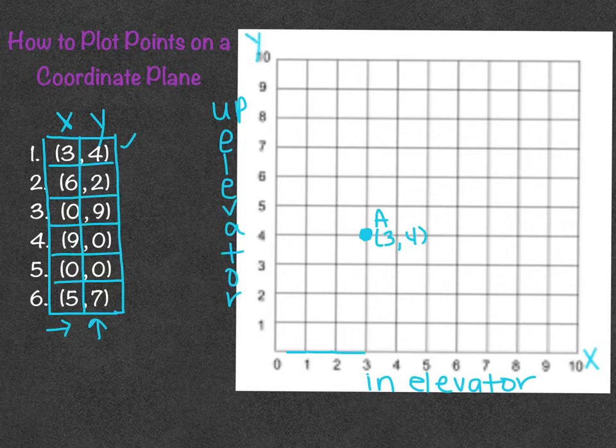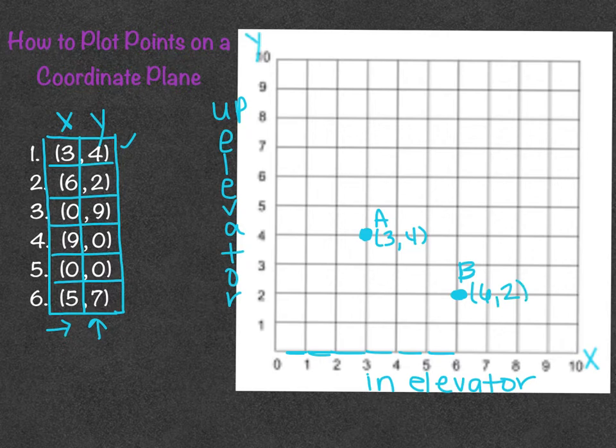So then let's go ahead and do number 2. Number 2 says I'm going to go in 6 and I'm going to go up 2. So I would go again and I'd go 1, 2, 3, 4, 5, 6, because I go in 6, and then I have to go up 2, 1, 2. So where they intersect is where I'm going to put my point. I could again label it with a letter B if I wanted to, right? That I'm still going in order with the letters, or I could just put 6, 2, okay?